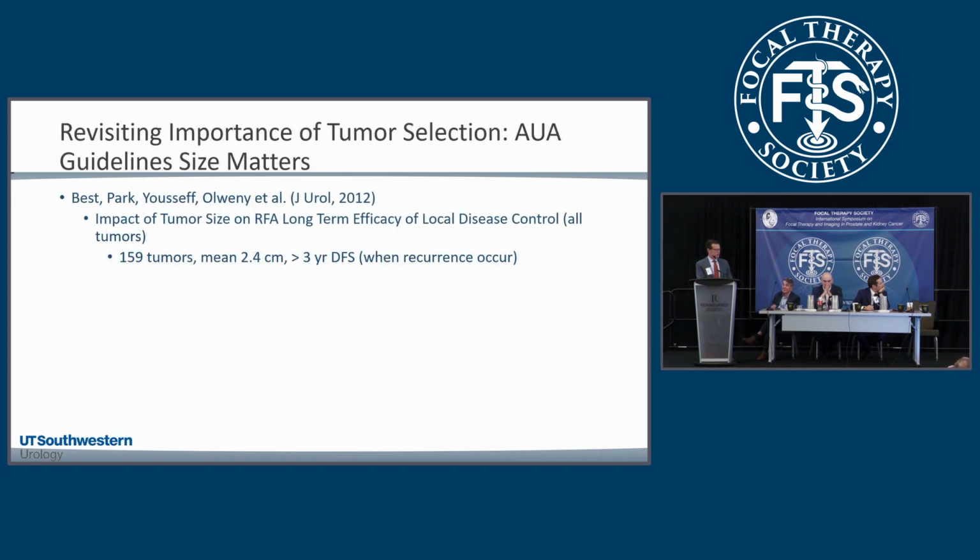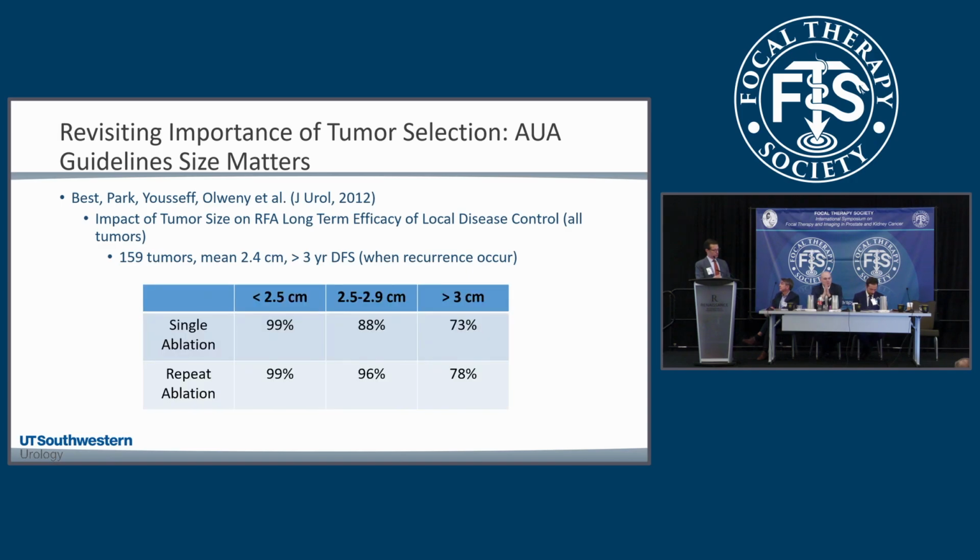So why the emphasis on size? Just to review the literature, why does the guideline say less than 3 centimeters? That's because in thermal ablations, the heat sink phenomenon is important. The larger the tumor, the more vascular, the more likely that you might have an incomplete ablation. So the first paper using RF came from our institution a decade ago, in patients with tumors less than 2.5 to 3 centimeters.